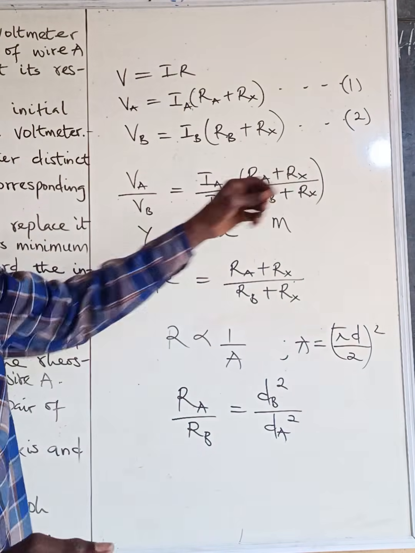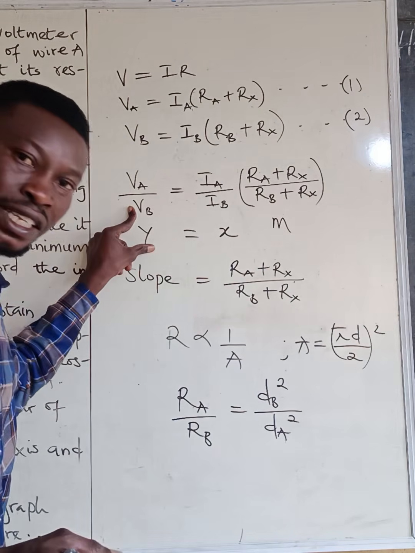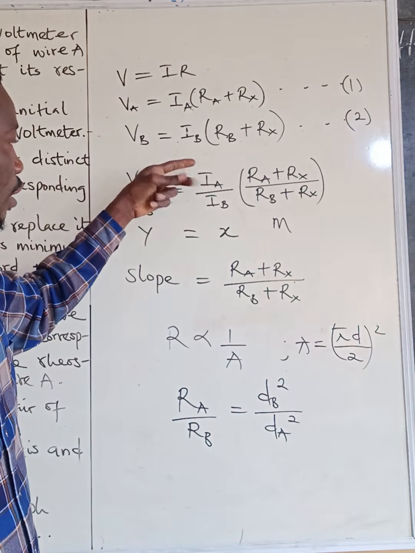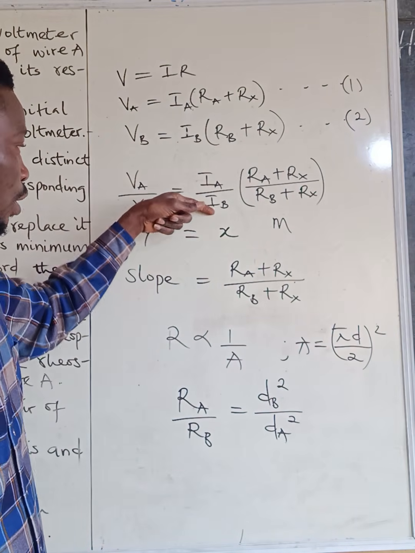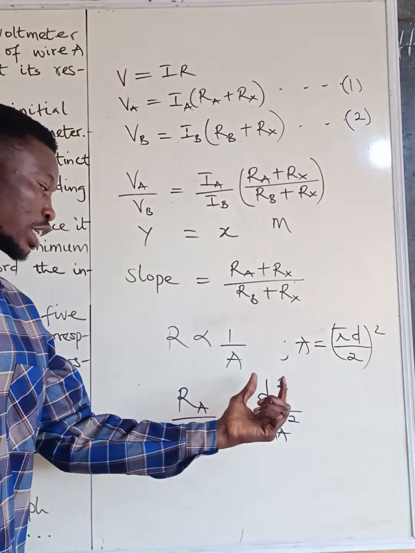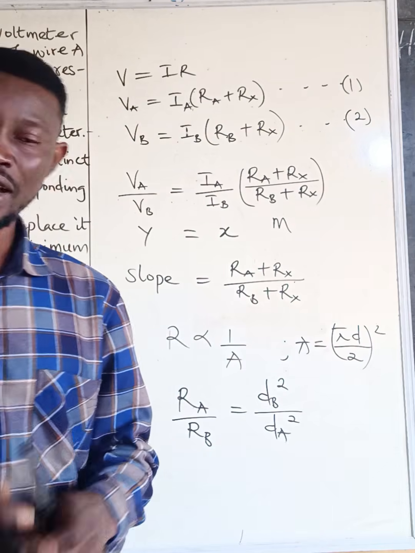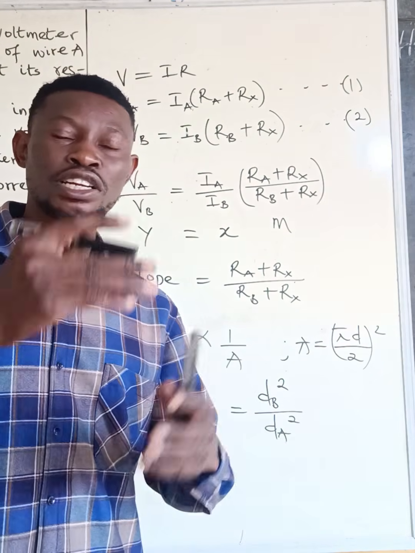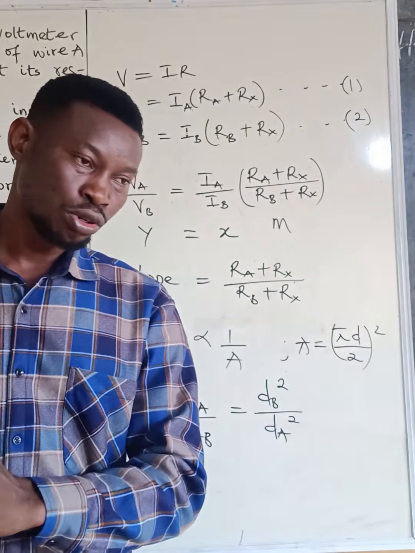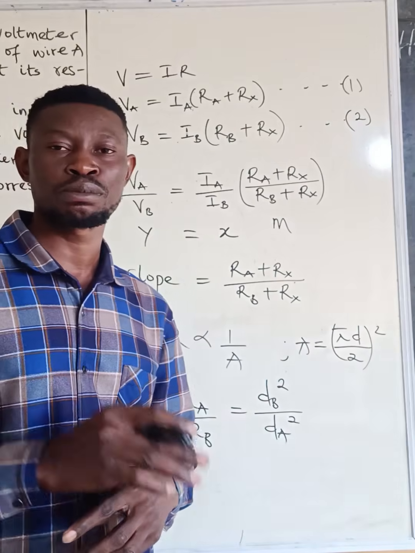So you plot a graph of the ratio of VA to VB as Y against the ratio of IA to IB as X. And from the slope of your graph, you can obtain the ratios of the diameters of the wires used. Like I said, the standard wire gauge of a wire is related to the diameter of the wire, even though the relationship is not linear.